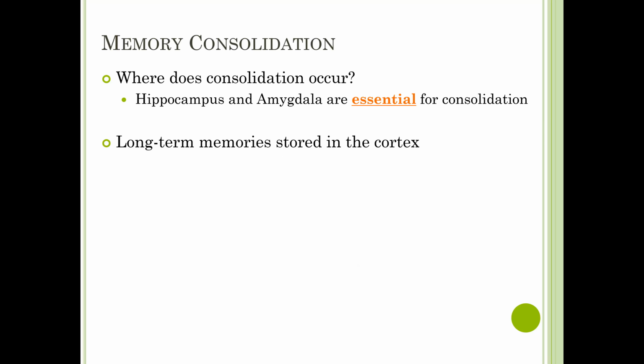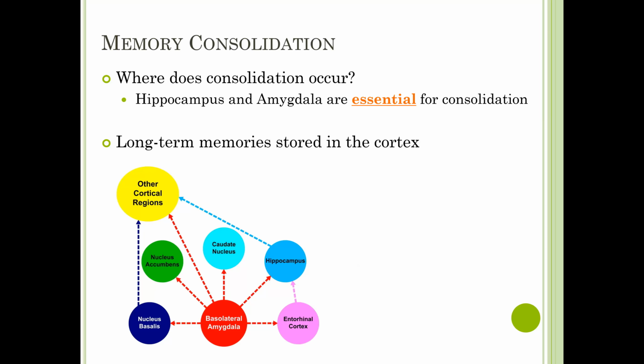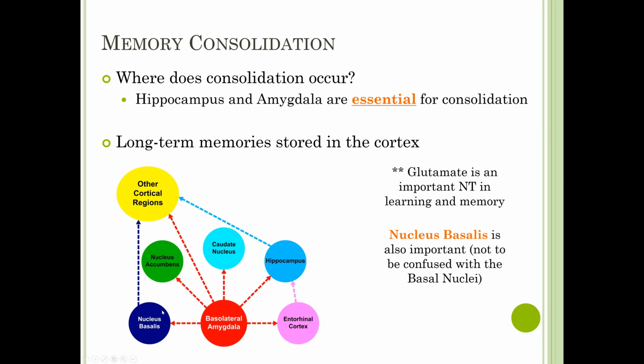We also know that long-term memories are stored in the cortex, in the cerebral cortex. And we know that there's quite a few other structures that contribute. So we do know the amygdala is key, the hippocampus is key. There are some other areas that play a role. We also know that glutamate is an important neurotransmitter in the learning and memory process. We also know that the nucleus basalis plays an important role.